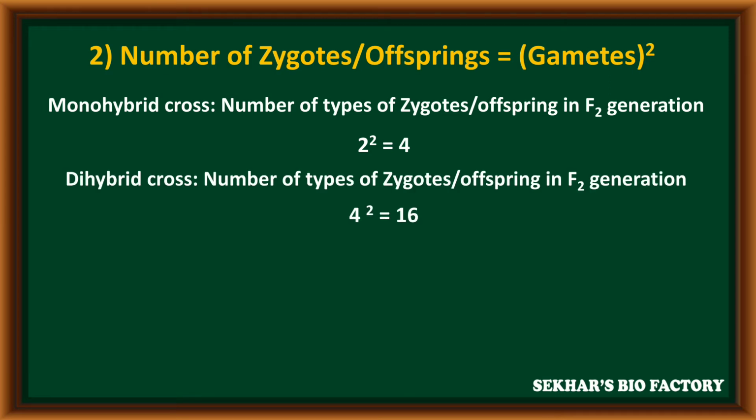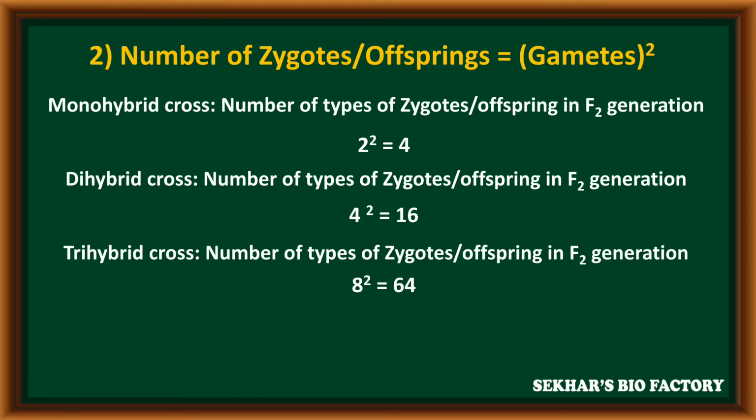Dihybrid cross. In dihybrid cross experiment, F1 hybrid can produce 4 types of gametes, so 4 power 2 is equal to 16. So totally 16 offsprings or zygotes are formed in F2 generation of dihybrid cross experiment.